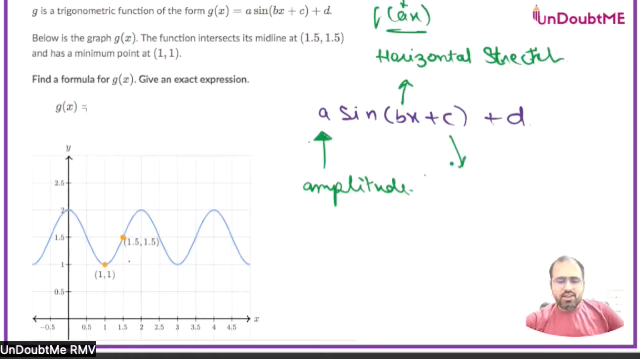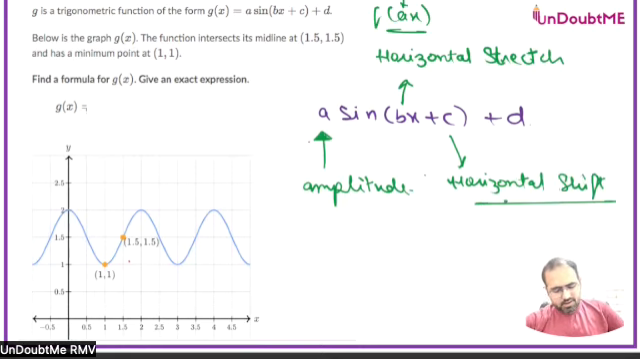Then what is c representing? Sir, the horizontal shift. Horizontal shift. And what is d representing? The vertical shift. Vertical shift.